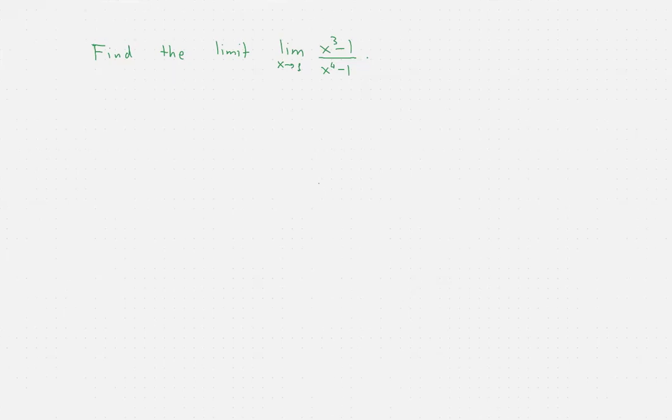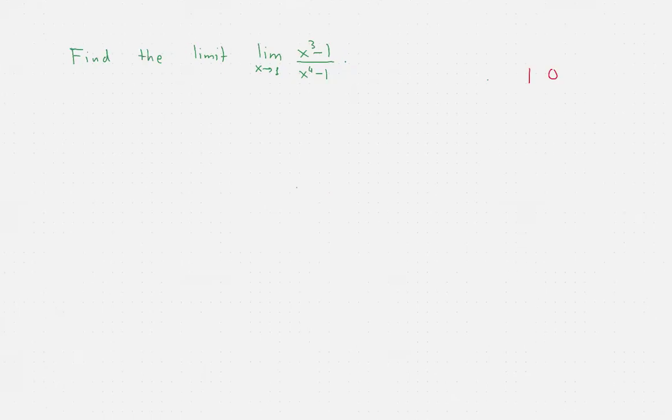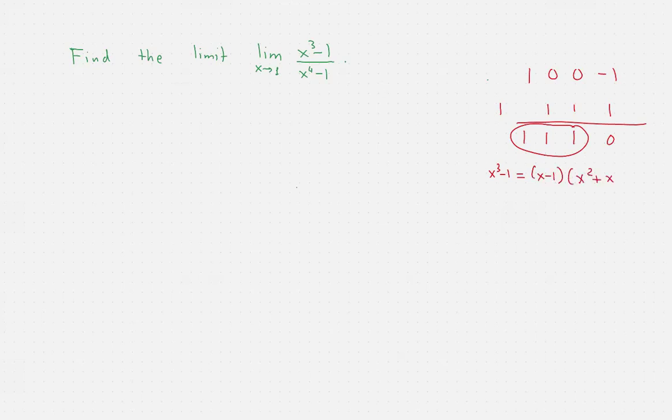And for x cubed minus 1, we will have 1, 0 second degree, 0 first degree, and negative 1. We put the 1 here, and we get 1, 1, 1, 1, 1, 1, 0. So here are our three numbers. This implies that x cubed minus 1 is the same thing as x minus 1 times x squared plus x plus 1. And for the other one, it's pretty much very similar.